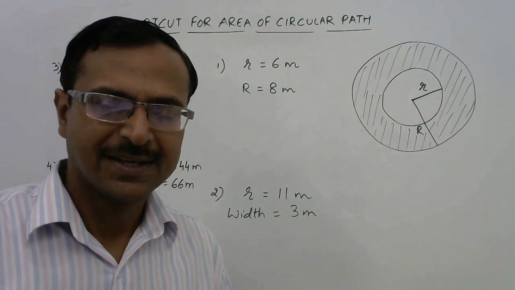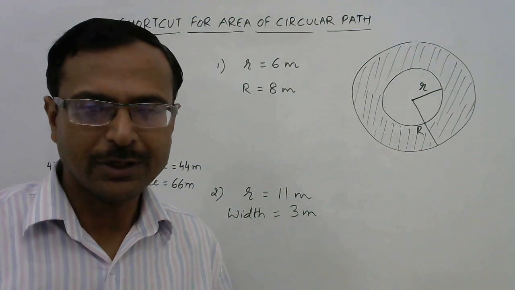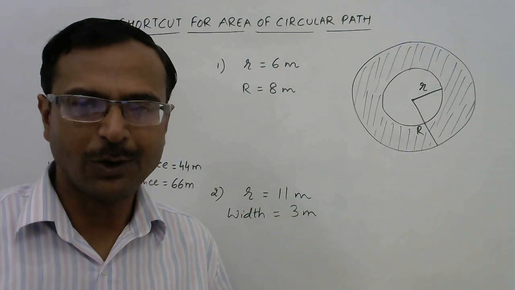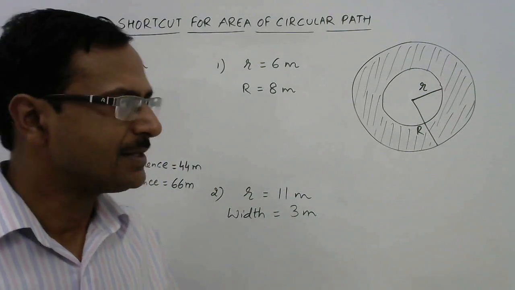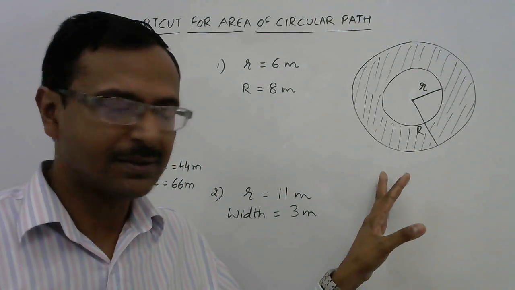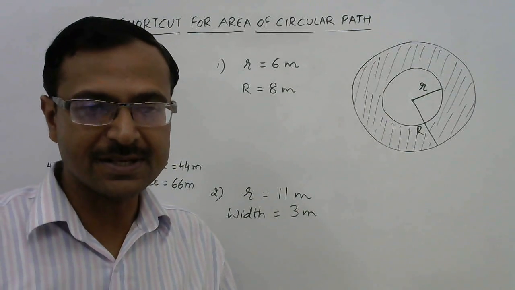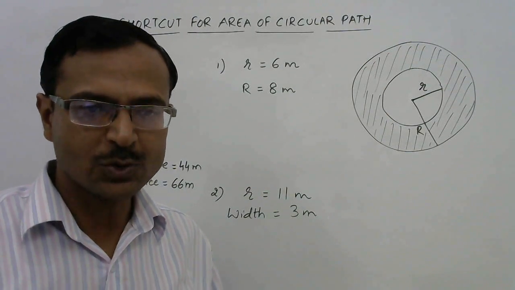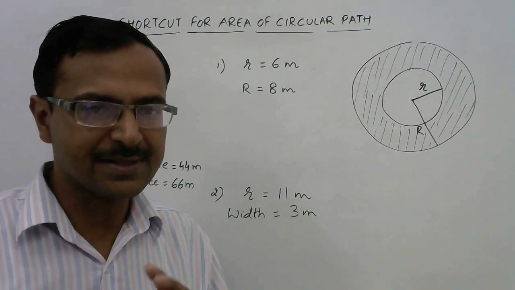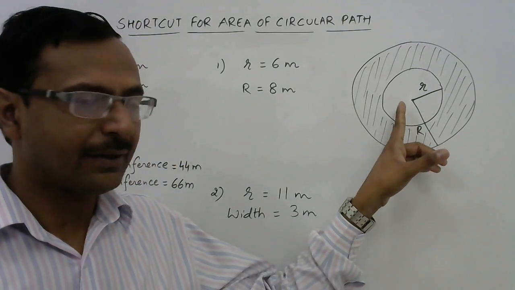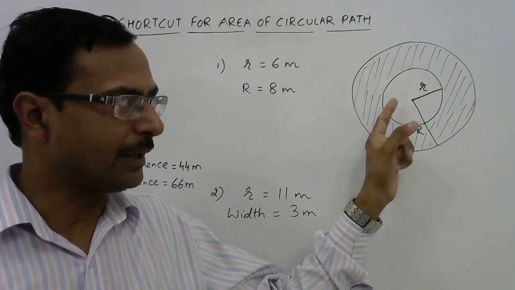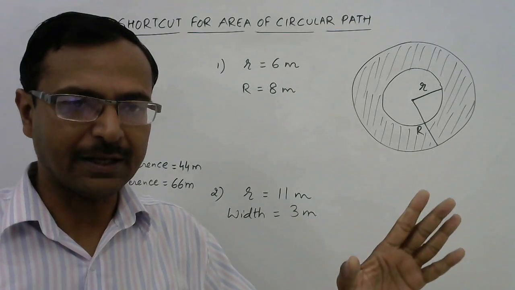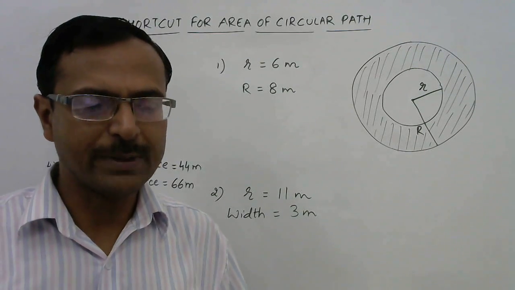Hello dear students. In this video I shall take up the important topic of finding the area of a circular path. I have drawn here the shaded region in this figure, which represents a circular path. So we have two concentric circles, that is, having the same center, and the inner radius is small r and the outer radius is capital R.